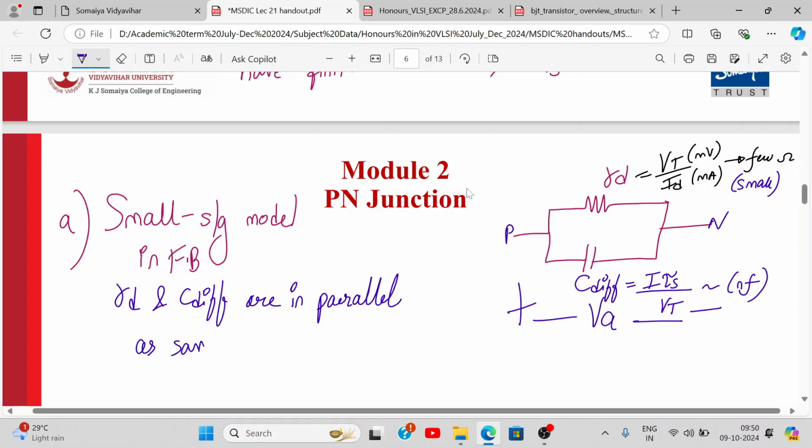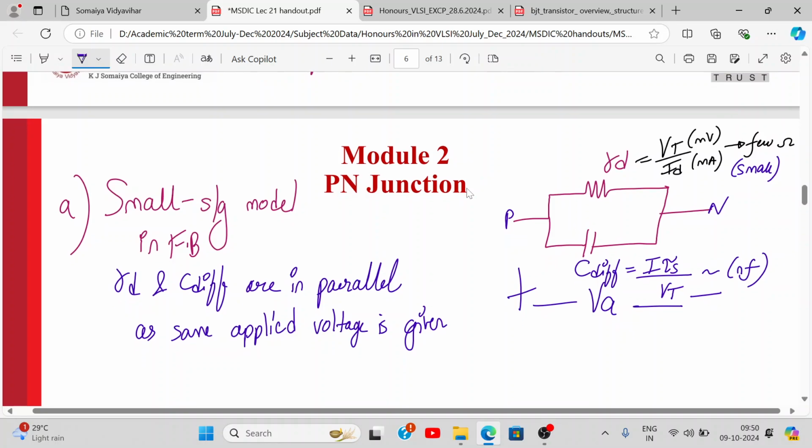as the same applied voltage is given to the diode. All right.